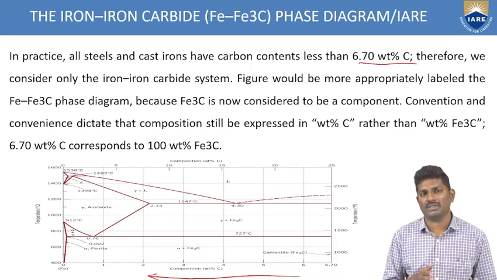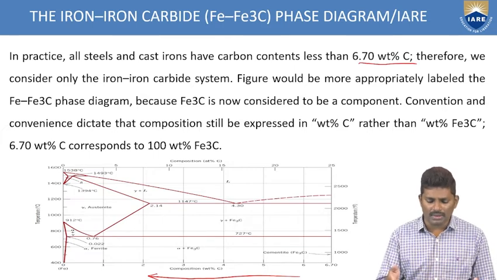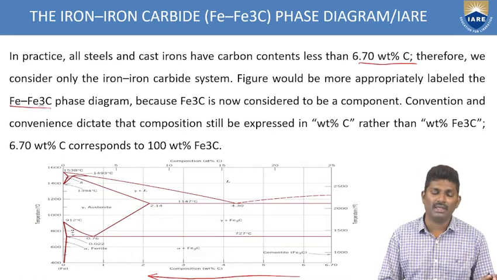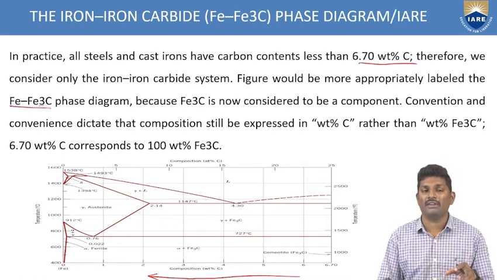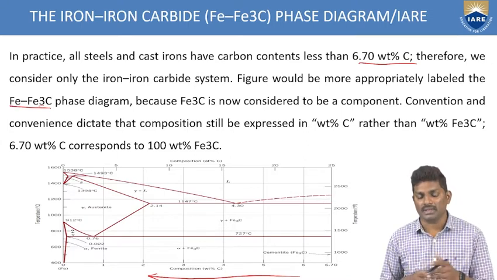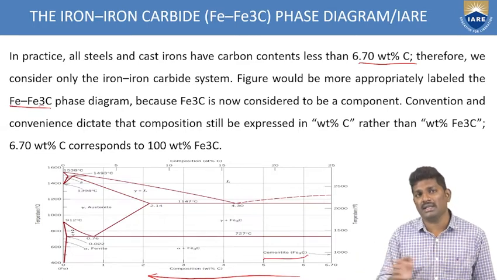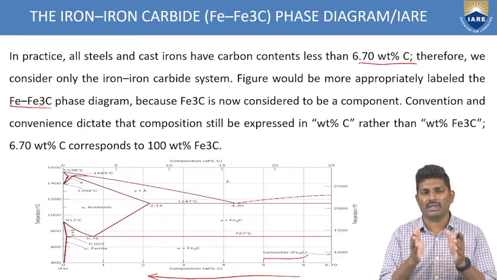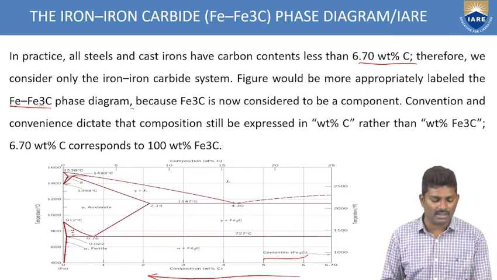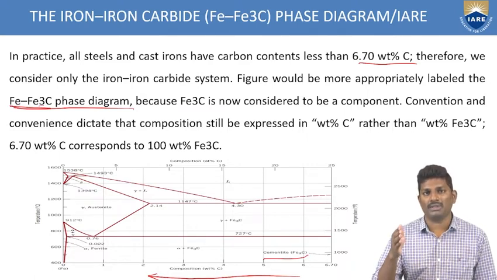Since we are concentrating only on the carbide, this is more appropriately labeled the Fe-Fe3C phase diagram. That's why it is labeled Fe3C. That means iron is converting to carbide or cementite. If it were graphite, you would have to extend up to 100%. Since we are concentrating only on iron to carbide, we are designating this as the Fe-Fe3C phase diagram, since we are considering up to that point only.